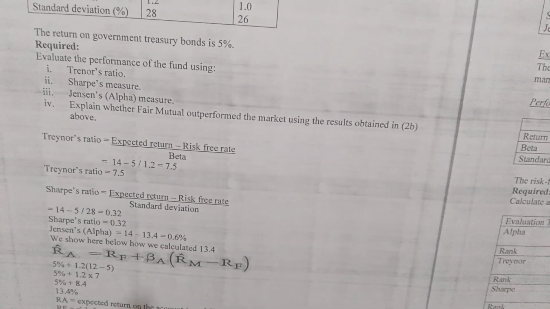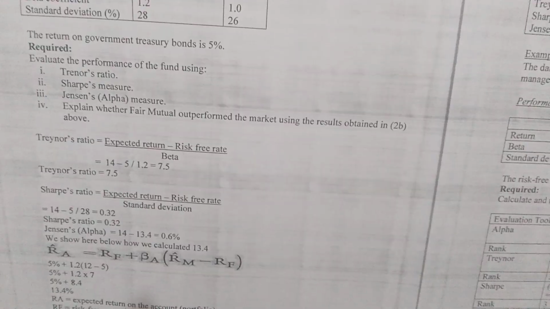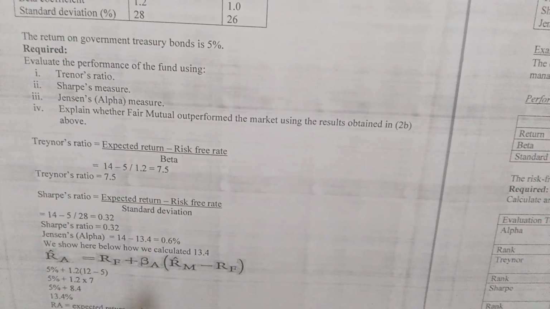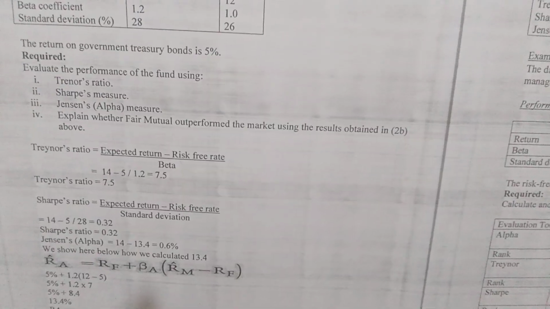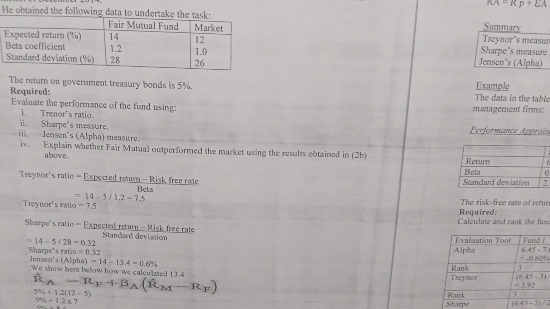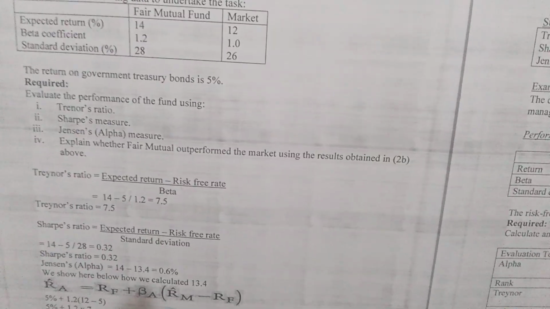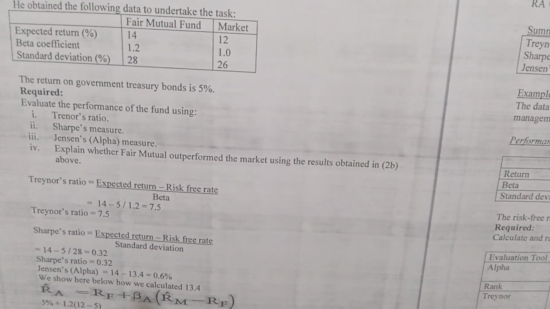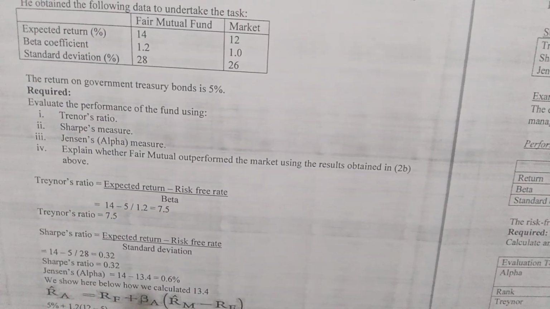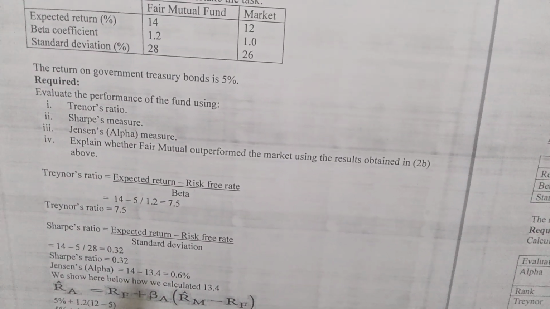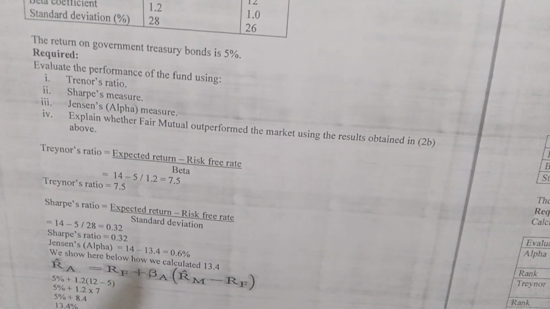Now, because this is quite simple, we say Treynor's ratio is given by expected return minus risk-free rate over beta. You can see we are taking 14, which is the expected return. We minus the risk-free rate, 5%. We divide by beta, which is the 1.2 beta coefficient, and the Treynor's ratio is 7.5.